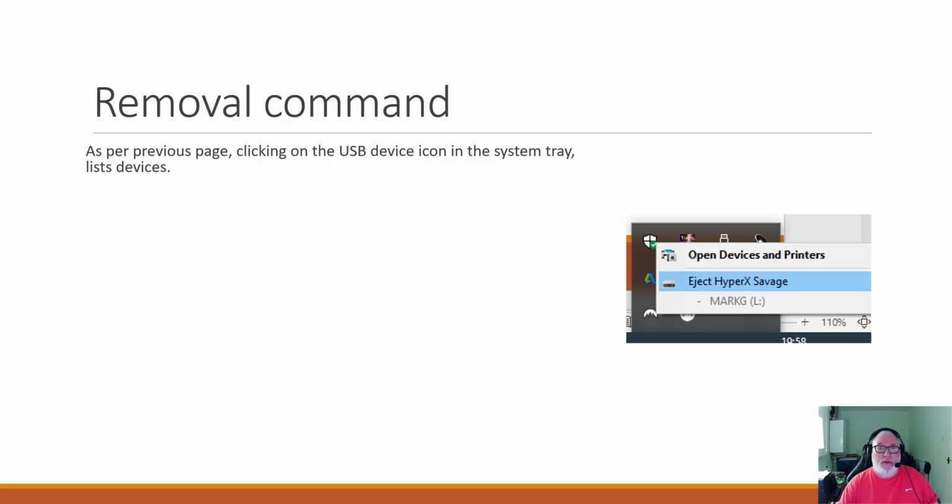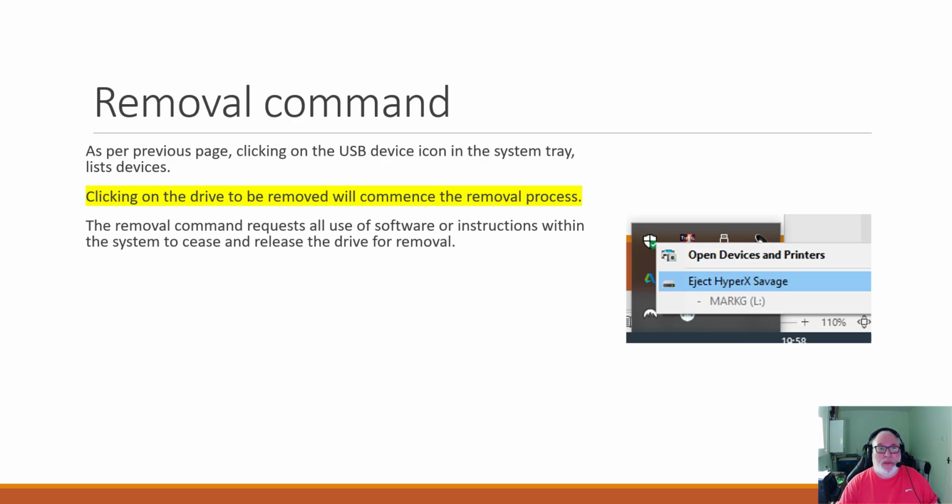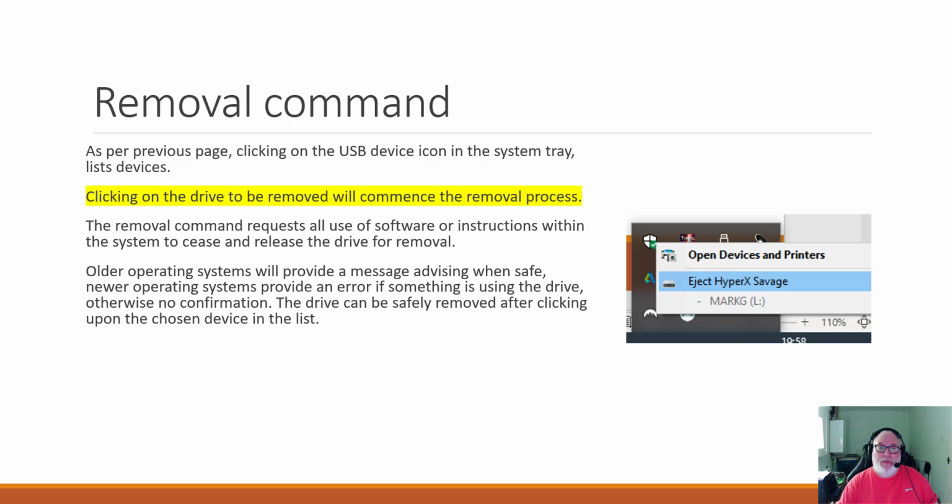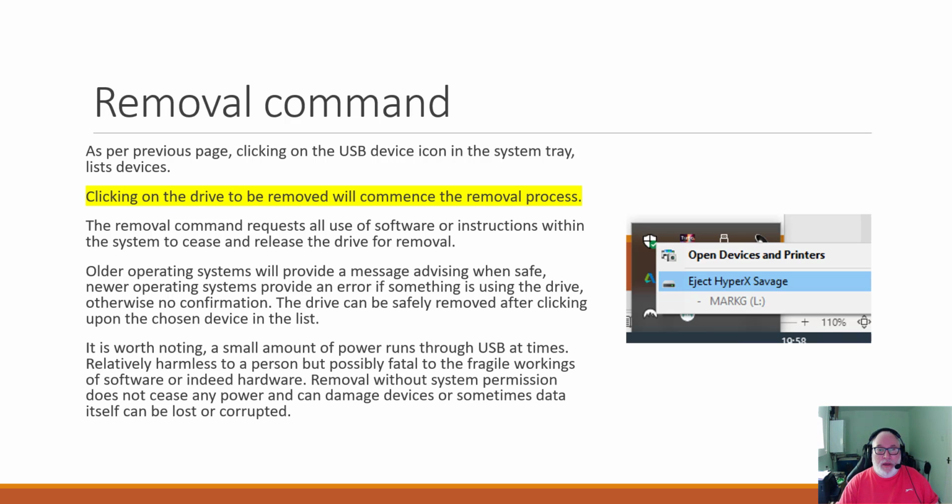The removal command, you click on the removal command. So you click on the Eject HyperX Savage or your equivalent. So we click on that to start the removal process. In older systems, it used to come up and say it is now safe for you to remove the device. Nowadays, it works on the basis of, well, it's safe unless told otherwise. So that's how it operates now. It is worth noting again that there is a relatively small amount of power that's running through it. So this is another reason. It's not the only reason, but there are various reasons for running through this process.